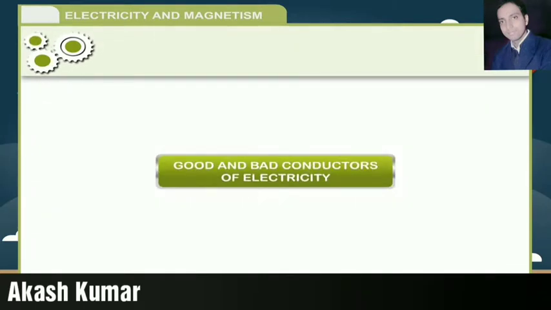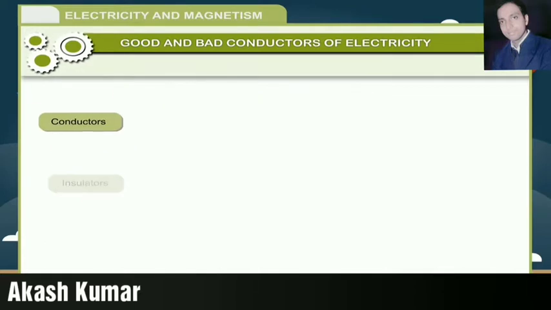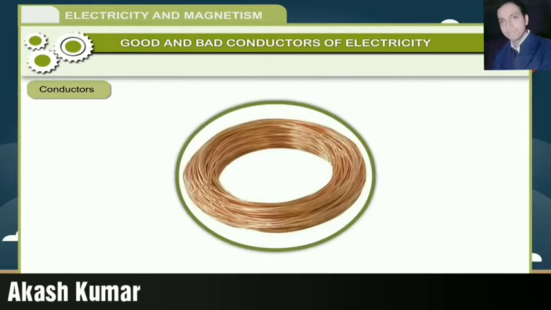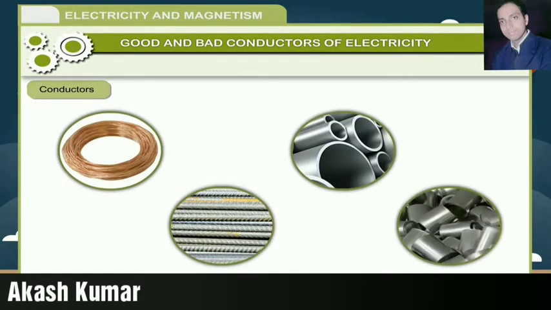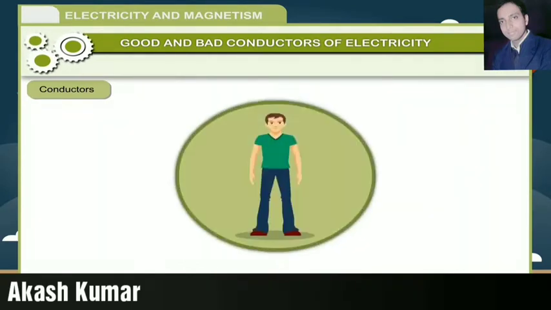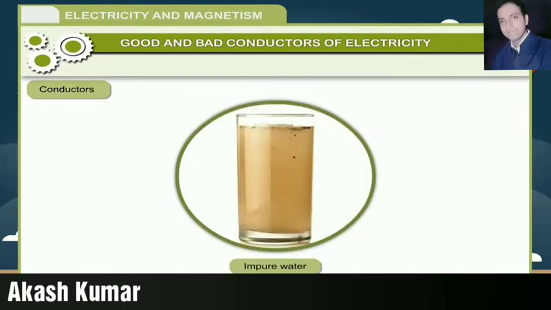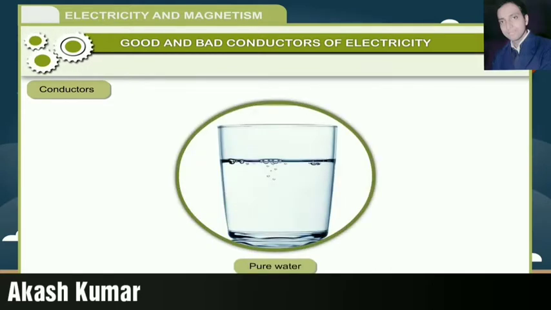Good and bad conductors of electricity. Materials can be divided into two groups: conductors and insulators. Conductors. The materials that allow electric current to pass through them are called conductors. All metals are good conductors of electricity. Carbon, in the form of graphite, is the only non-metal which is a good conductor of electricity. The electric current is conducted through the human body also. Impure water is a good conductor of electricity, whereas pure water, distilled water, is not.